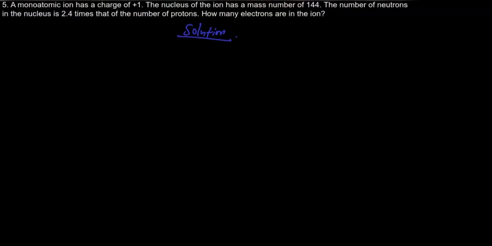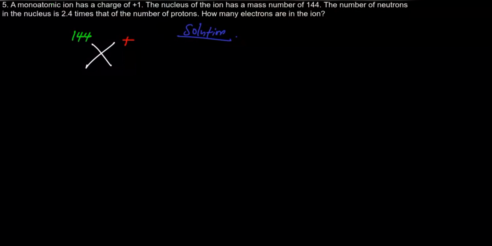Let's see. We have a monoatomic ion. Let me say the monoatomic ion is X, and it has a charge of plus 1. So this is the charge I'll put in here. We were told that the nucleus of the ion has a mass of 144, and the mass is always at the top, 144.